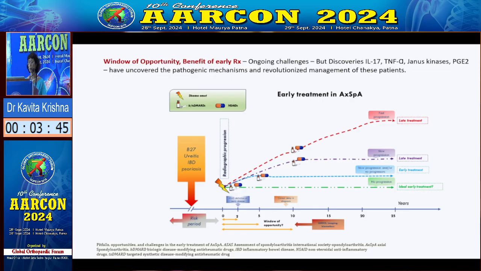Now, does early diagnosis and early treatment help? The literature shows that in the first 2 years, if the patient responds to the first NSAID or the second NSAID, we can wait. But if the patient is not responding to the second NSAID also, we should hit them hard with anti-TNFs, because the later you start the anti-TNFs, the less likely the patient is to respond.